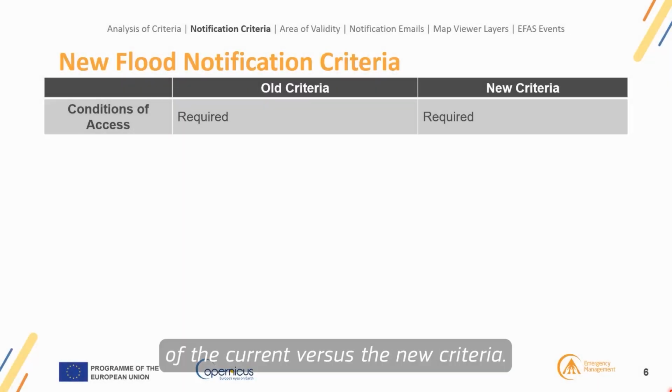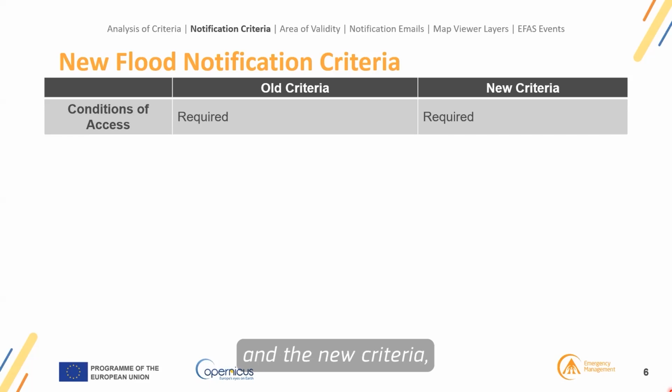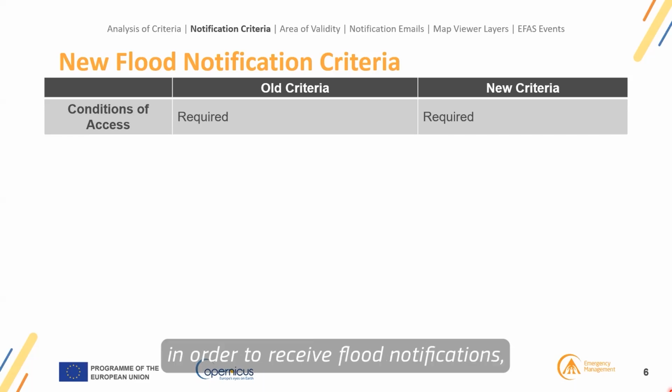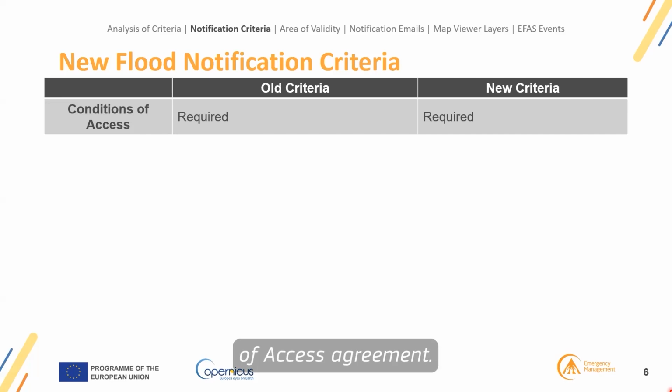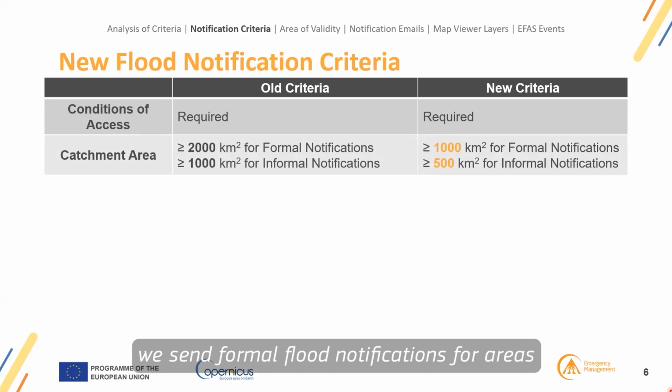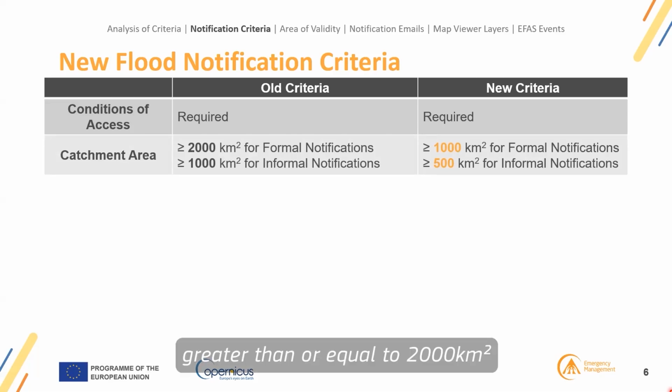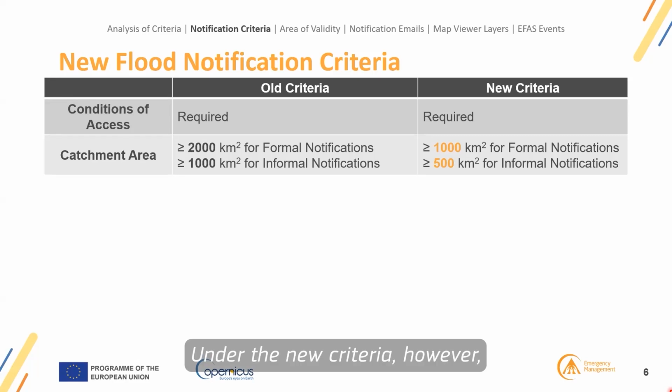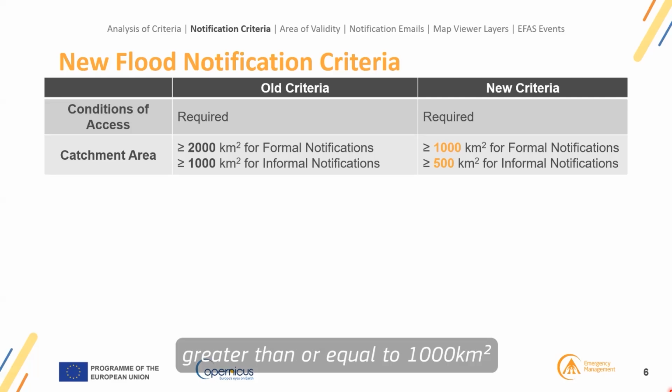Now we have an overview of the current versus the new criteria. In both the current criteria and the new criteria, in order to receive flood notifications, EFAS partners need to have a conditions of access agreement. Under the current criteria, we send formal flood notifications for areas greater than or equal to 2,000 square kilometers and informal notifications for catchment areas greater than or equal to 1,000 square kilometers. Under the new criteria, however, we will send formal notifications for catchment areas greater than or equal to 1,000 square kilometers and informal notifications for areas greater than or equal to 500 square kilometers.